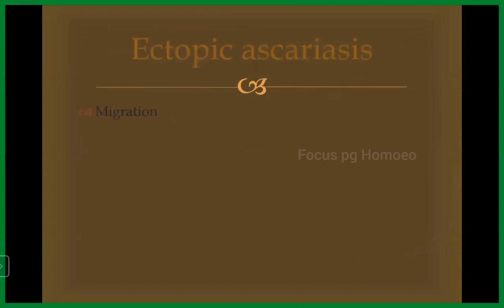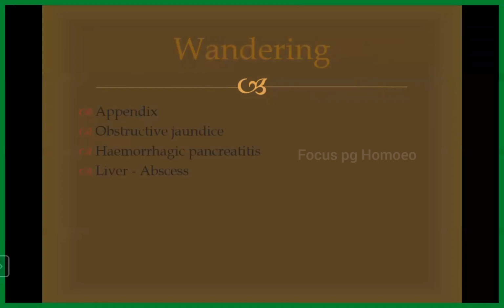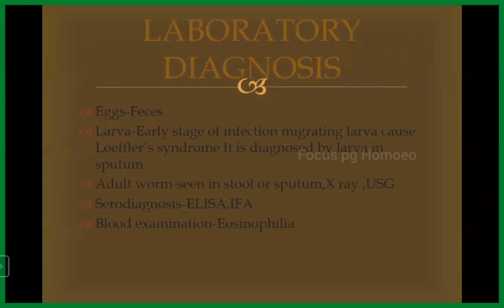Next one is ectopic ascariasis. It is otherwise known as wandering. Mainly, the Ascaris will migrate to other places and cause inflammation such as pancreatitis and acute biliary obstruction. Sometimes it will cause inflammation in the appendix region. Mainly, it will cause obstructive jaundice, and in the liver, an abscess is seen.